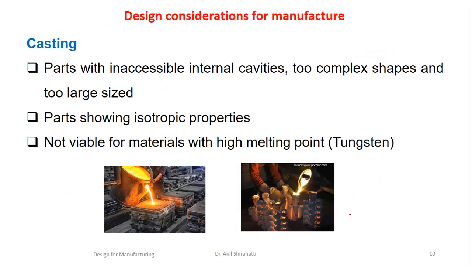Now, for example, what are the design considerations for a material like tungsten, which has a very high melting point? Definitely tungsten will have a very high melting temperature, so I cannot go for casting so easily. When doing any casting operation design, parts with inaccessible internal cavities, too complex shapes, or too large a size should be avoided. Okay. Then parts showing isotropic properties.